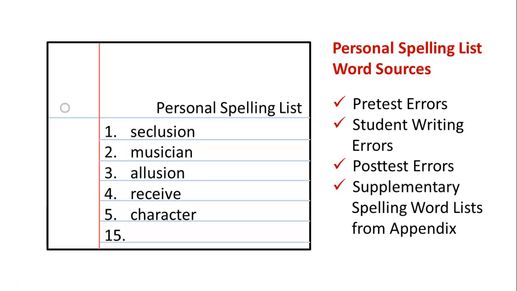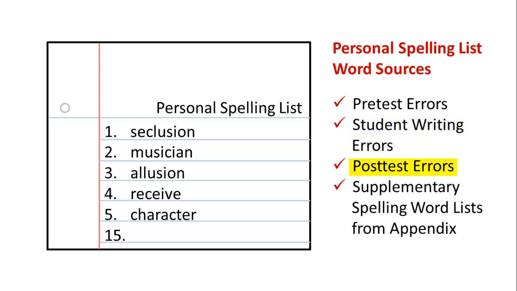Students complete the personal spelling list in this priority order. First, any pretest errors. Have the students write the spelling words they missed on the diagnostic pretest. Second, writing errors. Have students add on spelling errors found in their own writing. Of course, this means that the teacher has to mark some of these in student compositions.